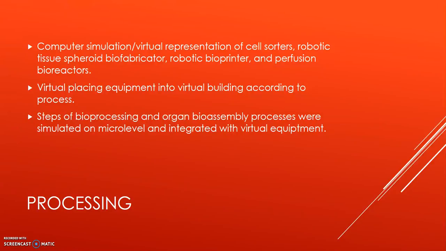For the processing, the first step would be the computer simulation, in which it's the virtual representation of the cell sorters, the robotic tissue spheroid fabricator, the robotic bioprinter, and the perfusion bioreactors. And then after that, they would be virtually placed into a building according to the processes of each of the equipments. And the steps to the bioprocessing and organ bioassembly were simulated on a micro level and integrated with the virtual equipment in the buildings.